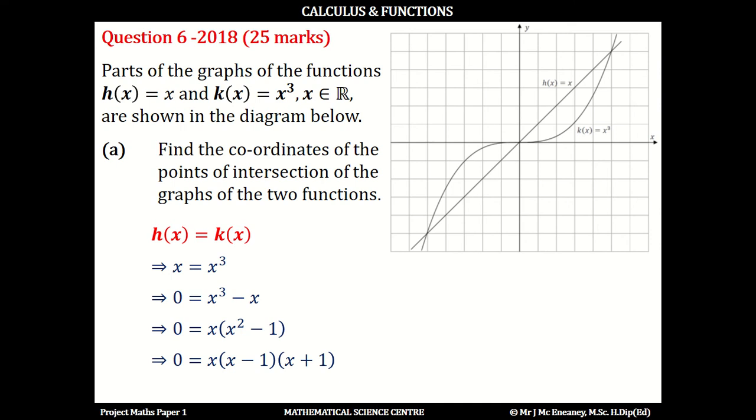So that means x squared minus 1 can be written as a difference of two squares as x minus 1 times x plus 1. So if we solve each of these factors, then you get x equals 0, x equals 1, or x equals minus 1.